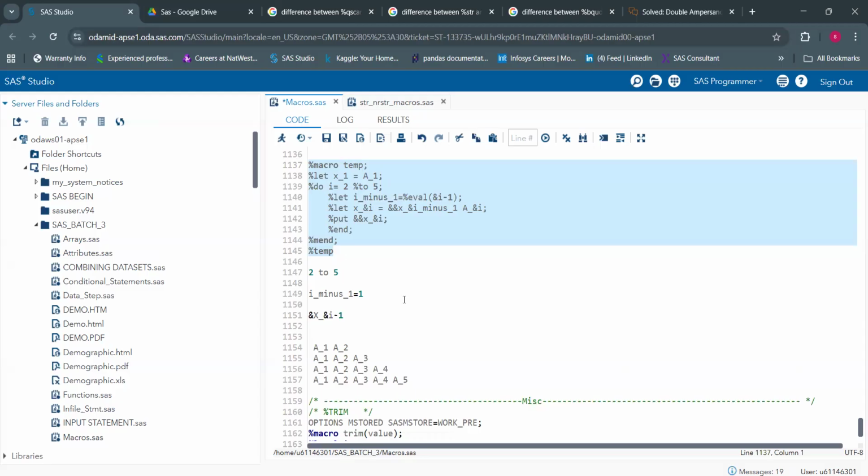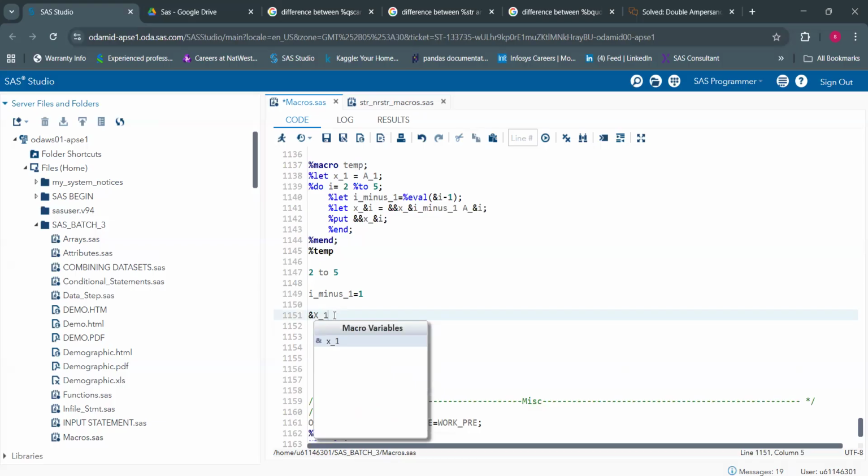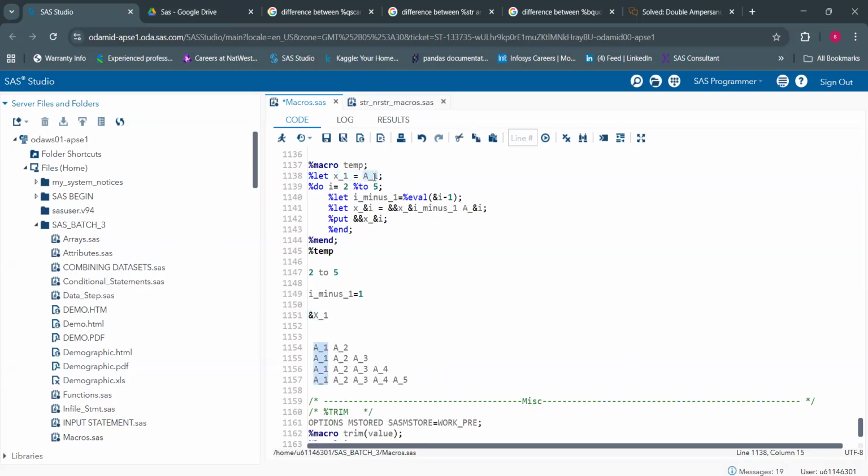So first it resolves the double ampersand to a single ampersand, and again it resolves. What is ampersand I? It resolves to 2. 2 minus 1 is 1, and then it resolves ampersand x underscore 1 to be a underscore 1. Got it, ma'am? Yeah. So that's what we use double ampersand for, whenever we have multiple ampersands to get resolved.